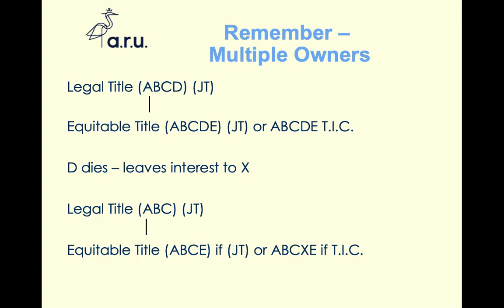So what if they severed at a later stage? If it wasn't death but severance, what would happen is D would move outside the brackets and become a tenant in common for his own share. Up here, D would move outside into being a tenant in common. The brackets would shrink and D would be able to leave his share to X, with the brackets closing down behind him.